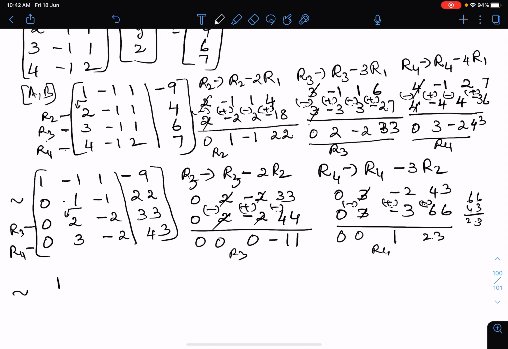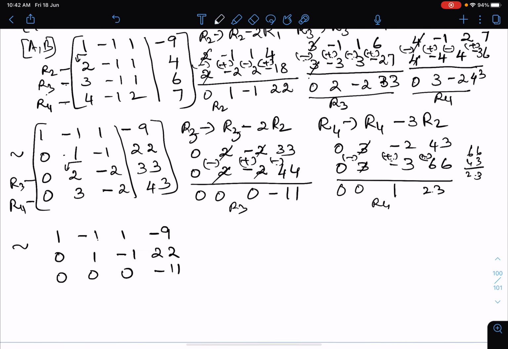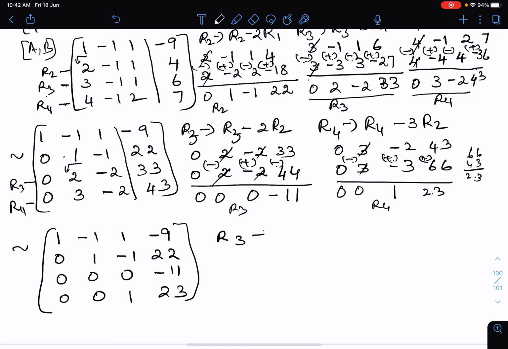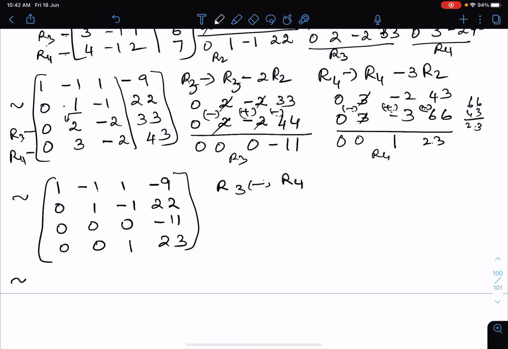Equivalent matrix: 1, minus 1, 1 and minus 9. R2 remains the same, 22. R3: 0, 0, 0, minus 11. R4: 0, 0, 1 and 23. Now we are going to interchange these two rows, because the rows with a higher number of zeros should come to our last row. Below the rows only you should have increasing order. So R3 and R4 you are going to interchange.